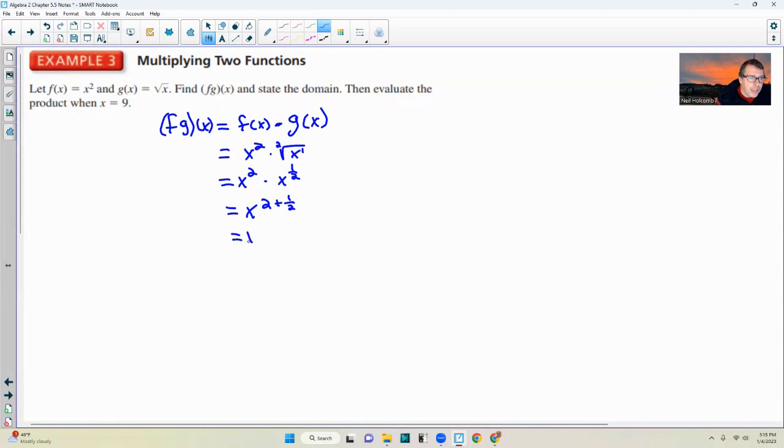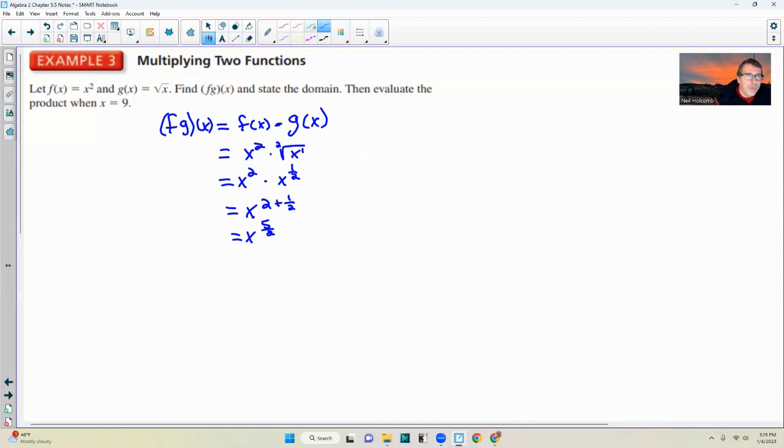So that is going to be x to the 2 plus 1/2 is 2.5, which is 5/2. Okay, so my new function f times g of x is x to the 5/2. Okay, which means x to the 5th, and then take the square root, basically. Okay, so then they evaluate the product when x equals 9.